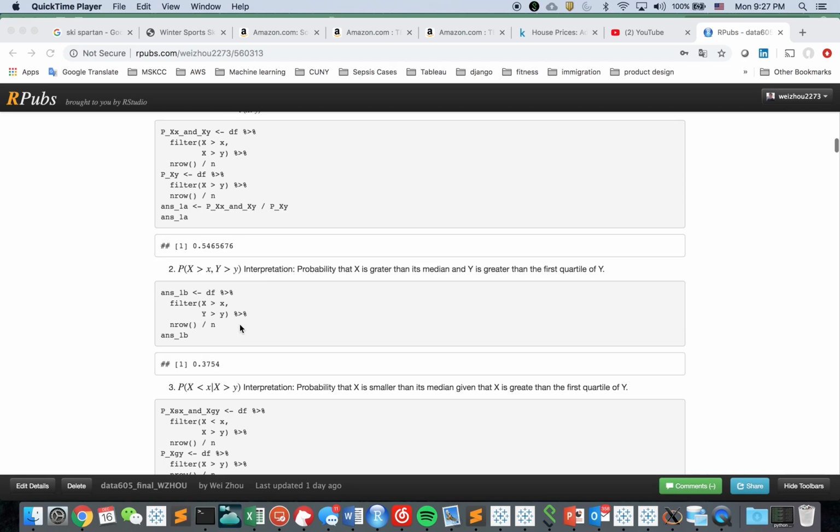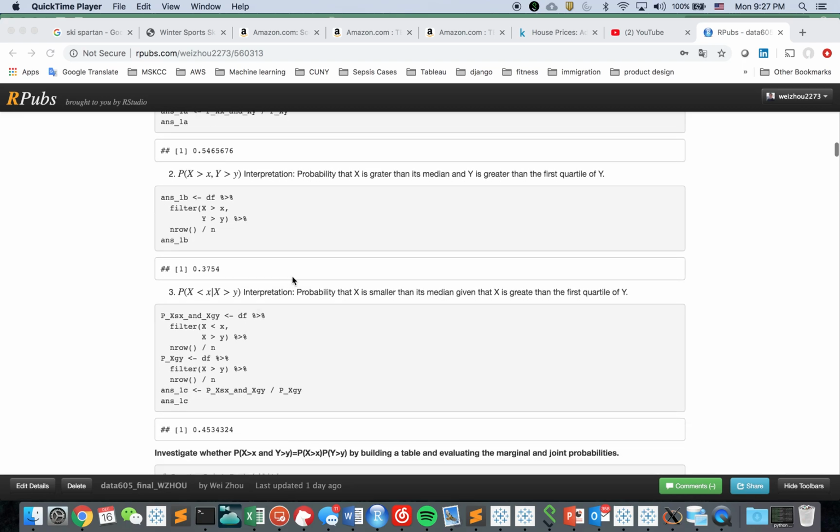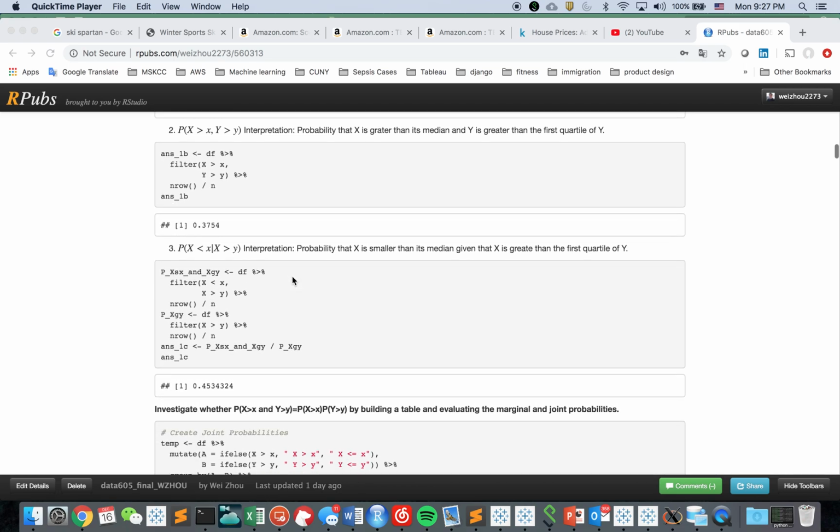The second one is the probability that X is greater than its median and Y is greater than its first quartile of Y. This is an A and B relationship, and the result is 0.3754. The third one is the probability that X is smaller than its median, given that Y is greater than the first quartile of Y. So this is a given-by relationship.